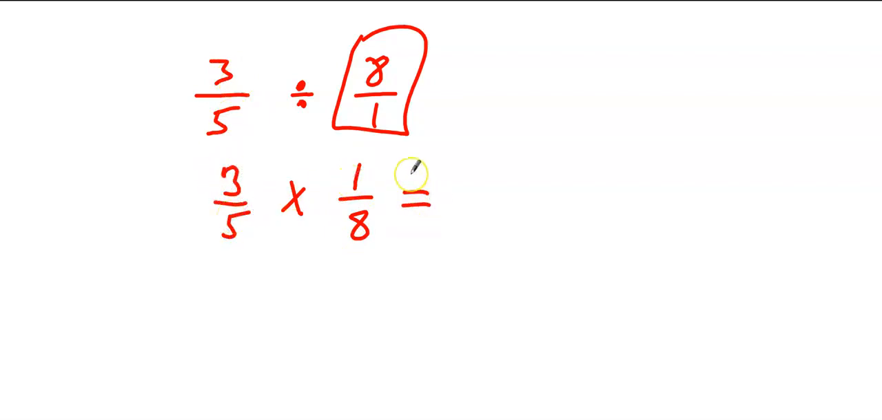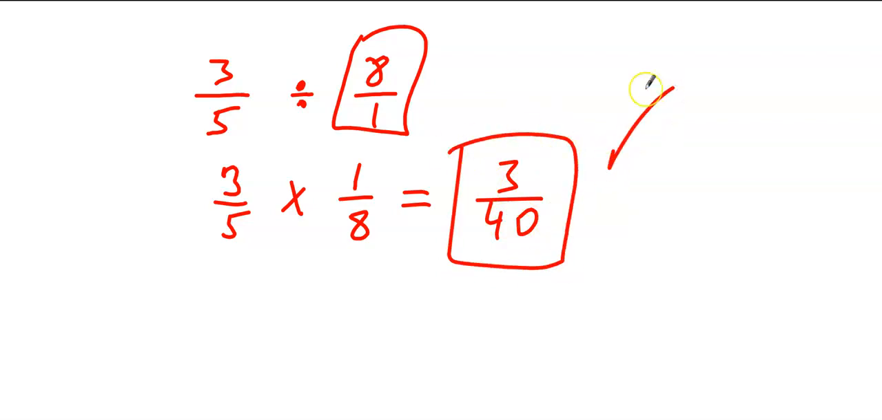Now you can go straight forward multiplying. 3 times 1 is 3. 5 times 8 is 40. 3 and 40 cannot be simplified. These are relatively prime. Looks like we are done.